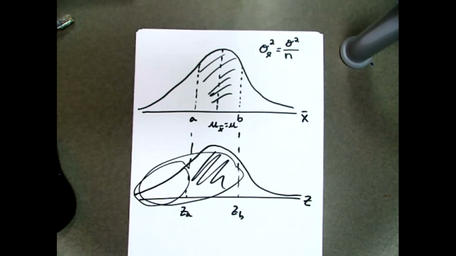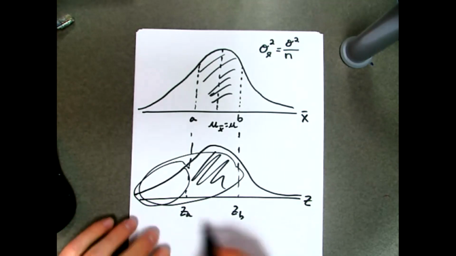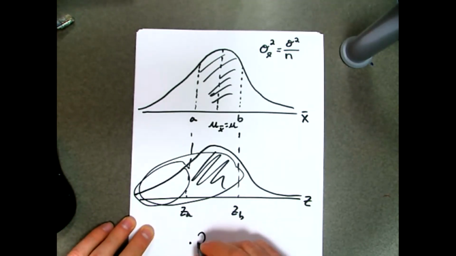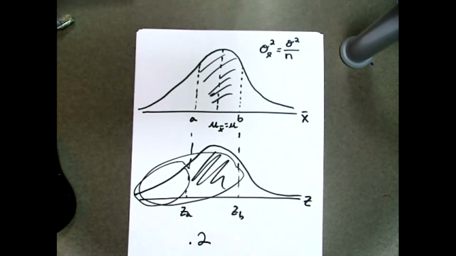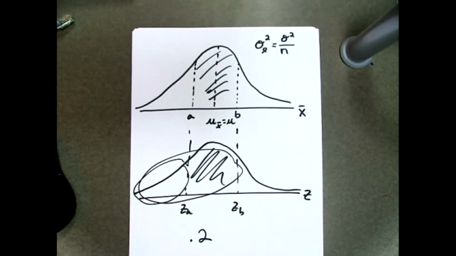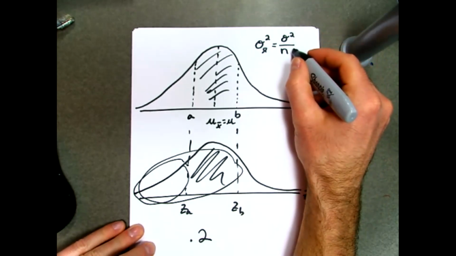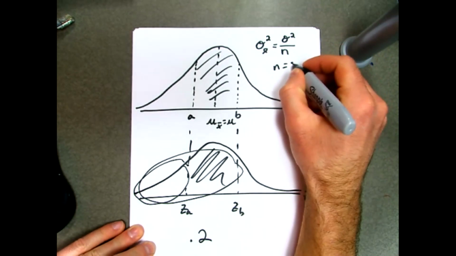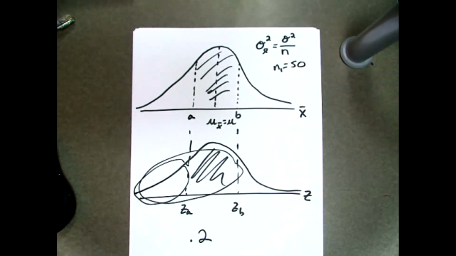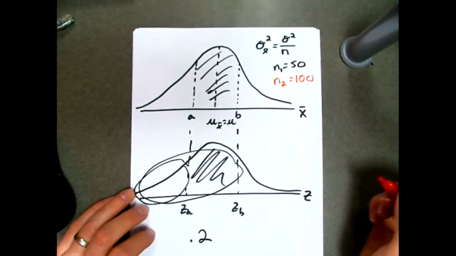But let's think about what happens. I can put a probability to this. Maybe when I look these up and subtract them, I find the probability of seeing something in between A and B is 0.2. It's not really important, I'm just putting a number to give us an example. Let's assume that process was for a sample of size 50. But then I say, I can do better than that, and I get a larger sample of size 100.